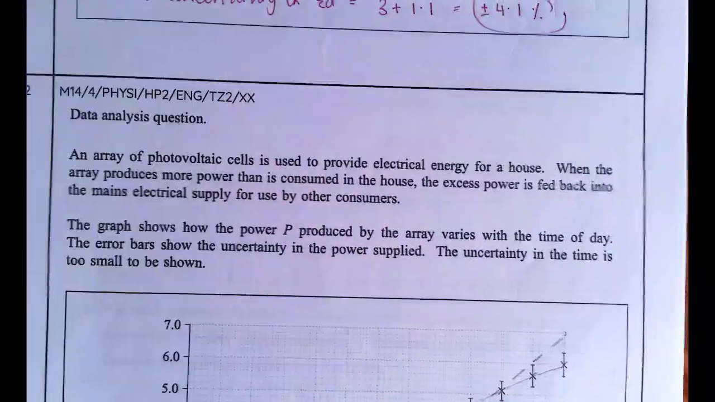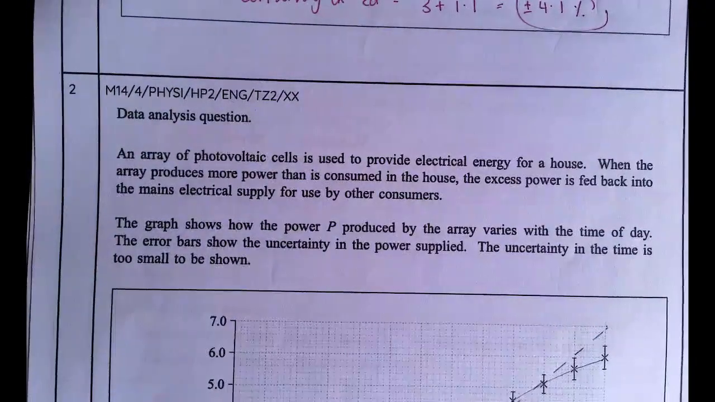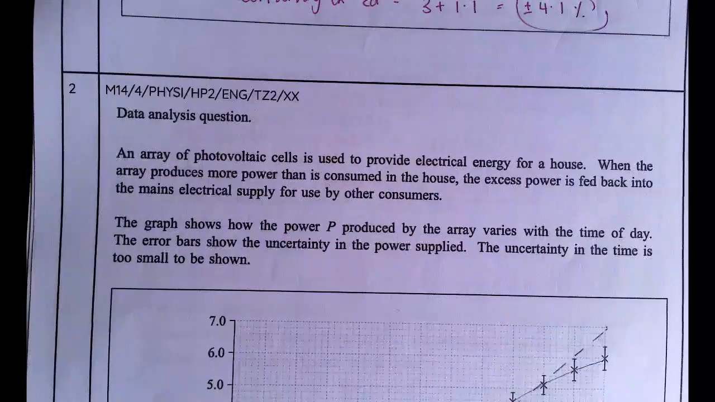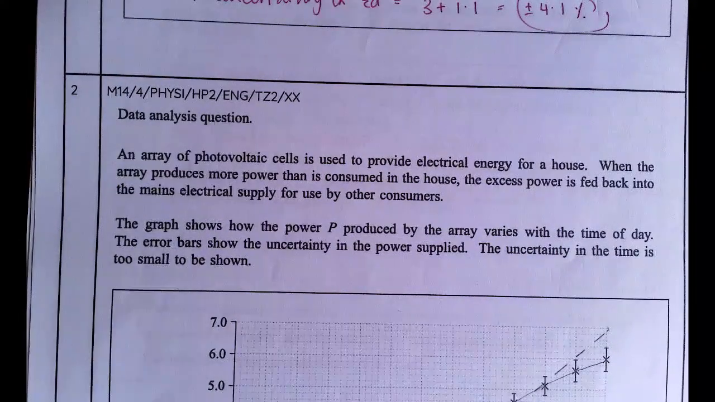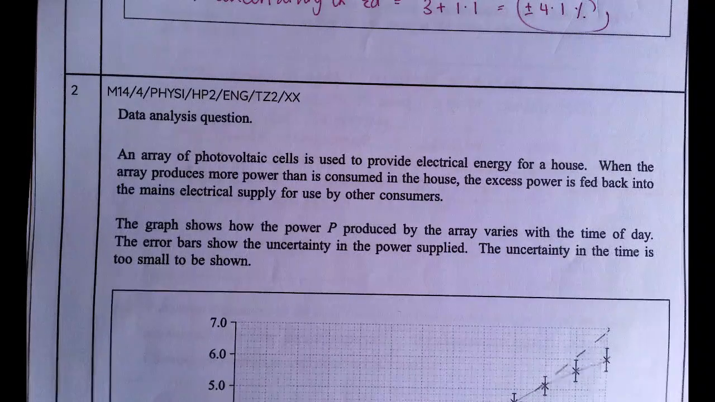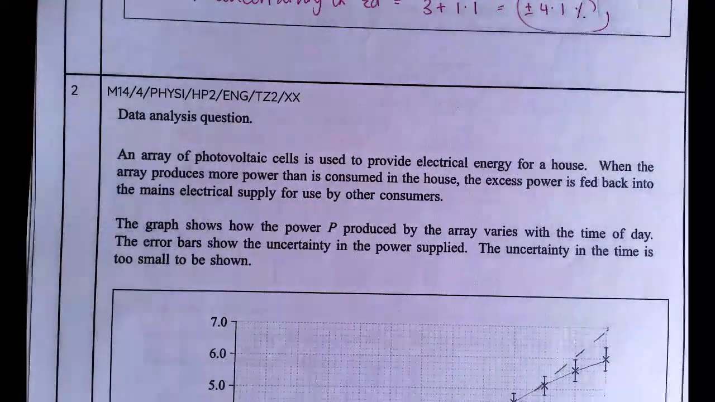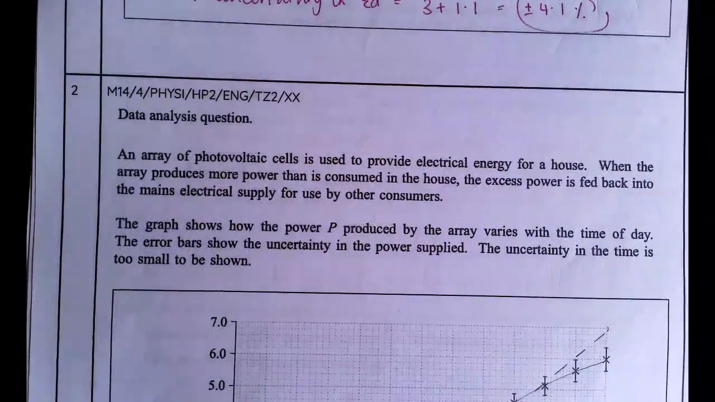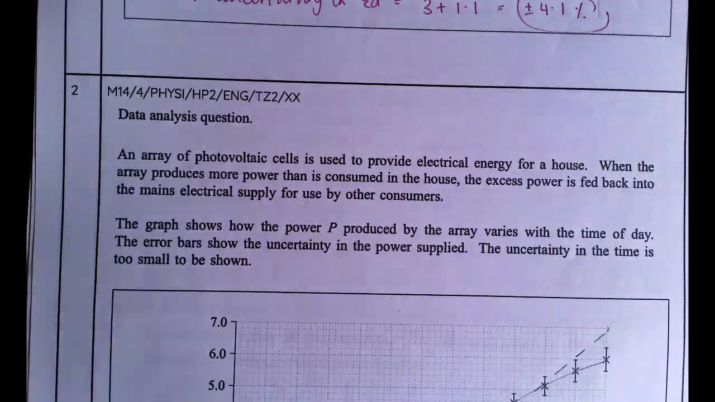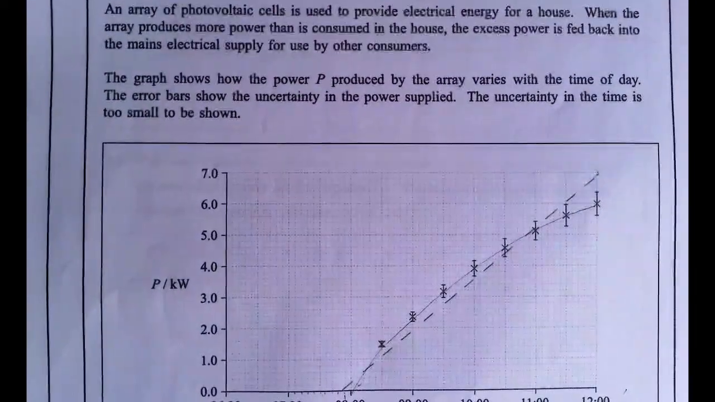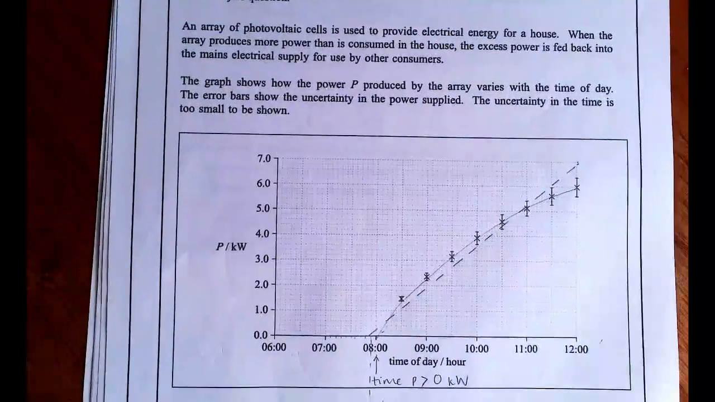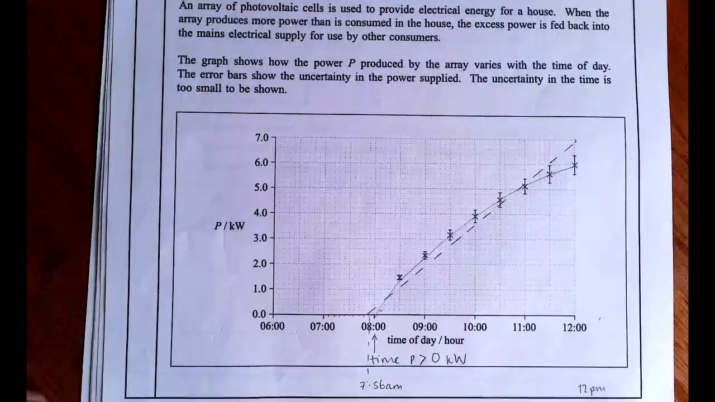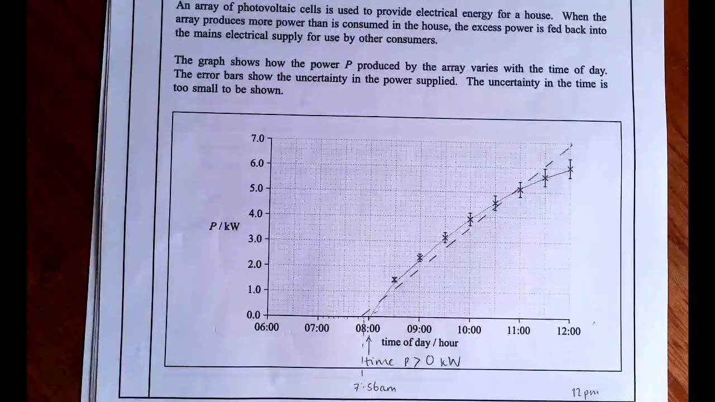Okay, next question. Question 2 says you've got an array of photovoltaic cells, it's basically a solar panel, used to provide electrical energy for a house. When the array produces more power than the house consumes, the excess is given back to the electrical supply. So it's then sent back and other people can use that electricity that's been generated. So the graph below shows how the power produced by the array varies with the time of day, because obviously the sun never changes. The error bars for power supplied are too small to be seen.